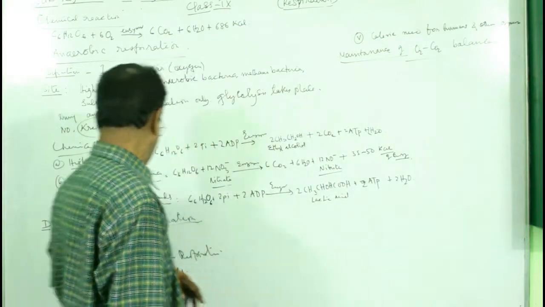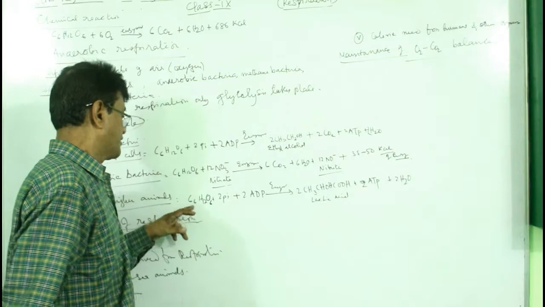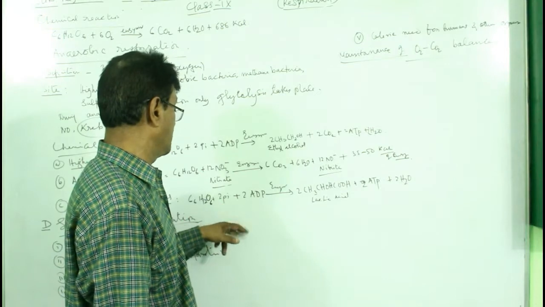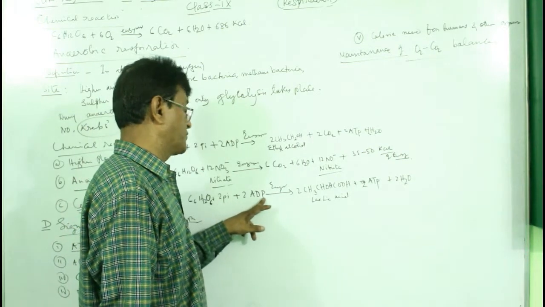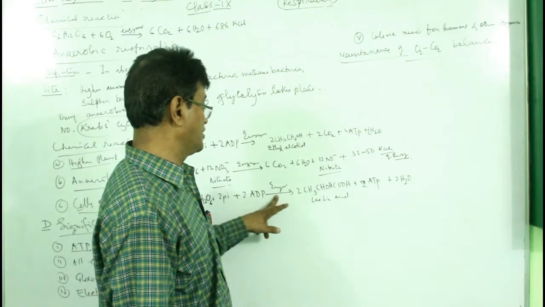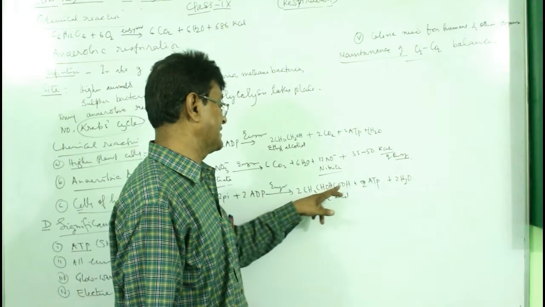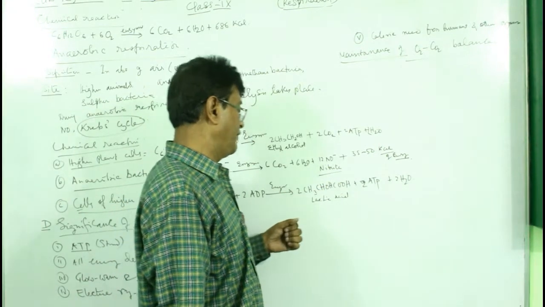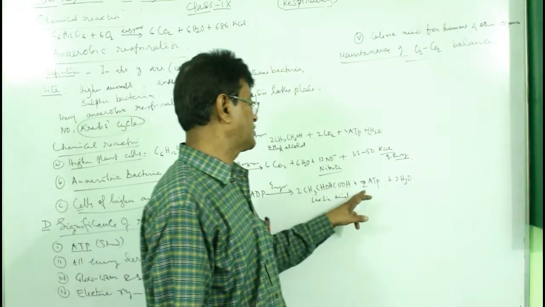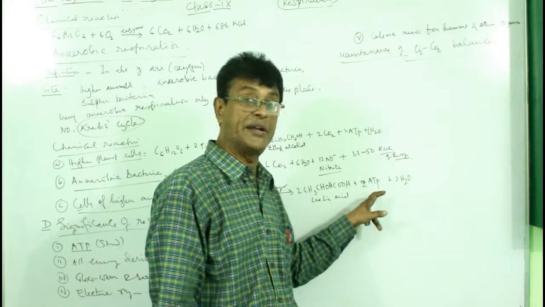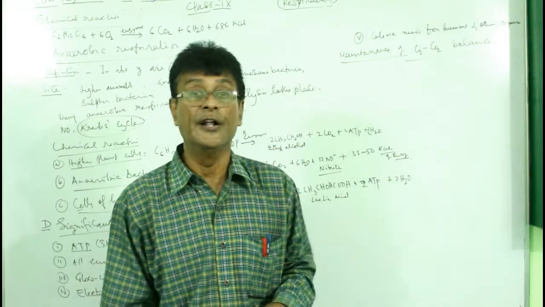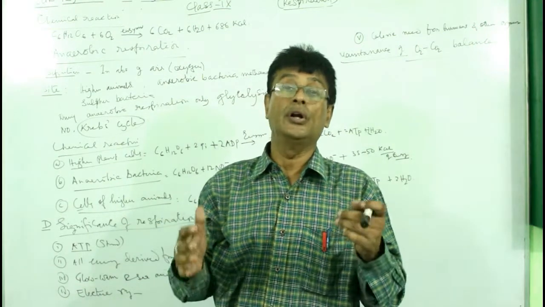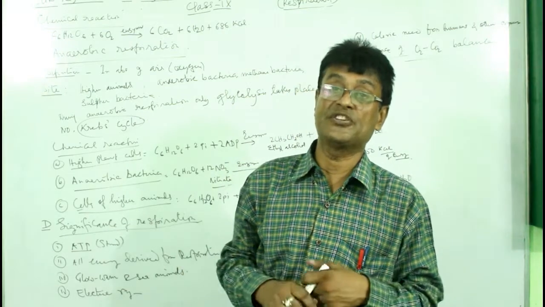Once again I repeat it. In cells of higher animals, the glucose in presence of two inorganic phosphate molecules and two adenosine diphosphate molecules, with the help of enzymes, forms two lactic acid molecules, CH3CHOHCOOH, plus 2 ATP molecules of energy plus 2 molecules of water. This is how anaerobic respiration takes place.